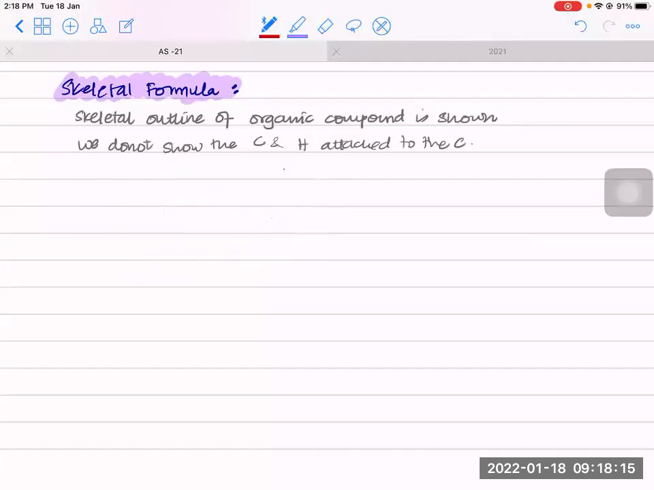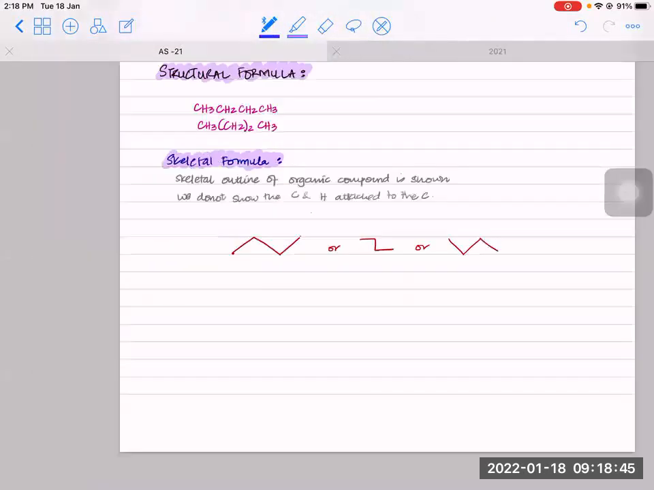You only show the skeletal outline, where each corner represents a carbon atom. Yes, you can show it like this, or if you want, you can show it like this, where 1, 2, 3, 4, you have 4 corners. Or if you want, you can show it like this. So this right here is how we represent skeletal formulae, or the skeletal outline of the organic compound.